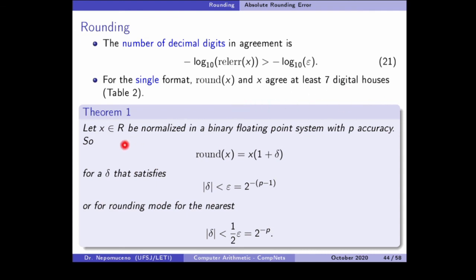Theorem 2. Let x belong to R be normalized in a binary floating point system with precision p. Then you can express round(x) as x multiplied by 1 plus delta, for a delta that satisfies this inequality. For round to nearest, it's the same, but delta is lower than half of epsilon.